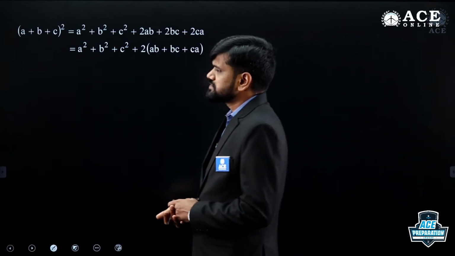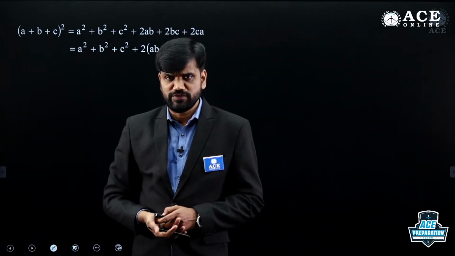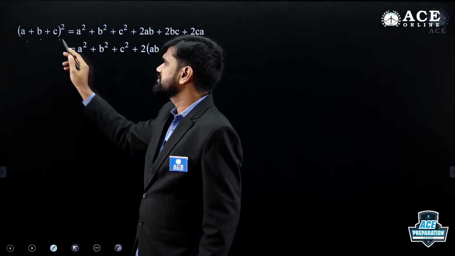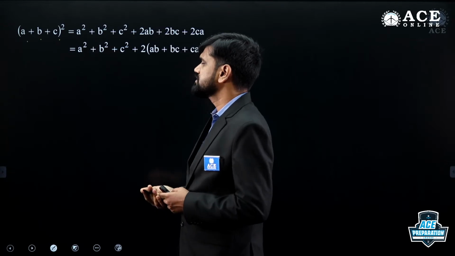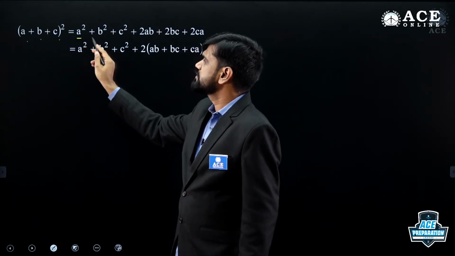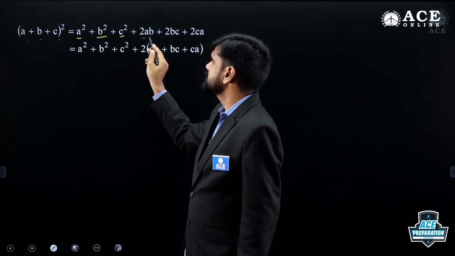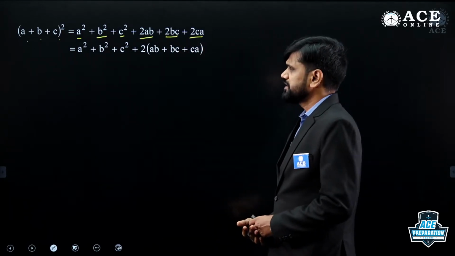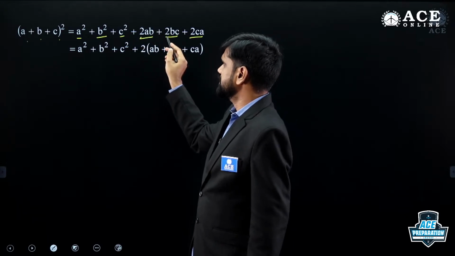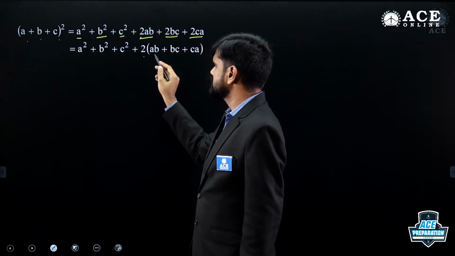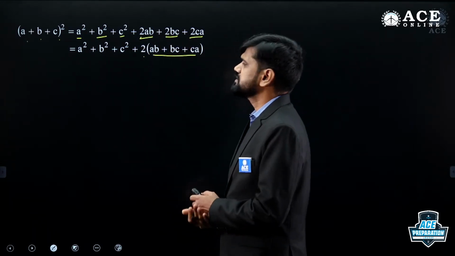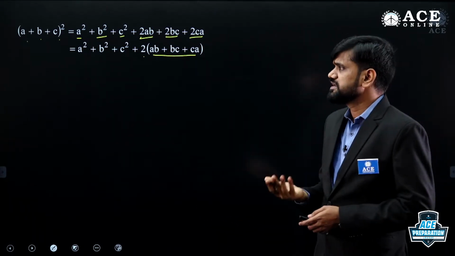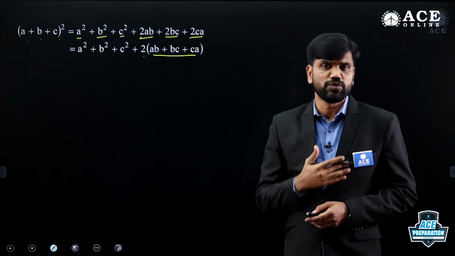Next identity that you must know is this, a plus b plus c whole square. If you want to find a plus b plus c whole square, when we derive it by using the previous two identities, this will come out to be a square plus b square plus c square plus 2ab plus 2bc plus 2ca. So here, if you take 2 as common, that will leave you with 2 times of ab plus bc plus ca inside. Right? This is the next identity that you must know.